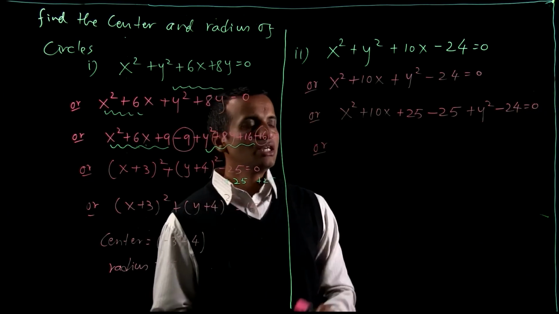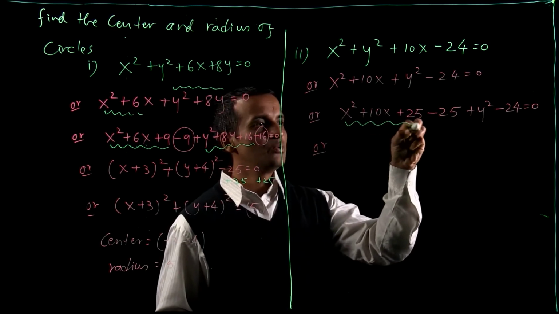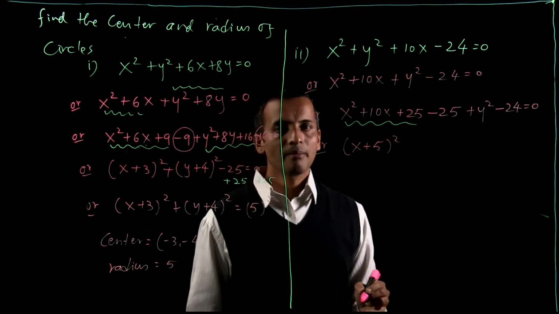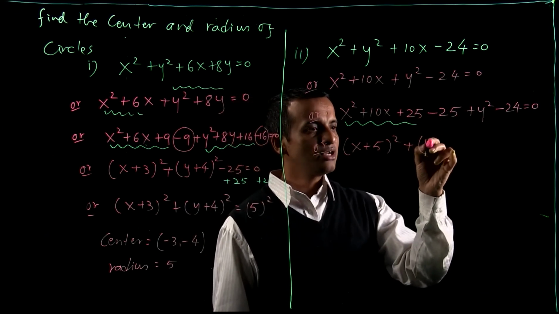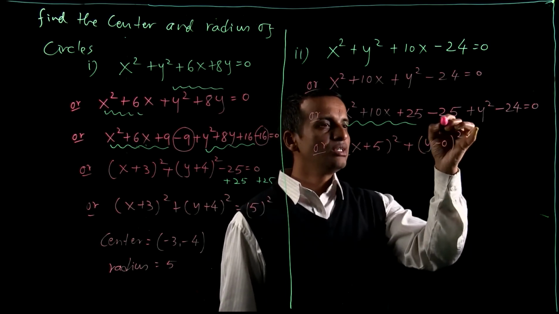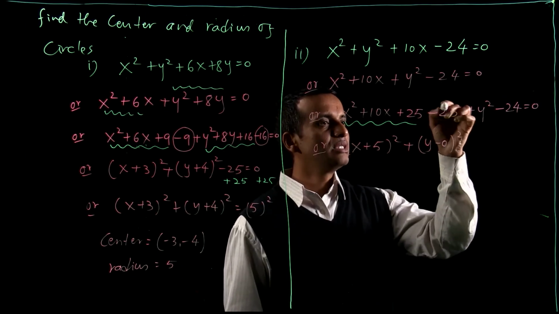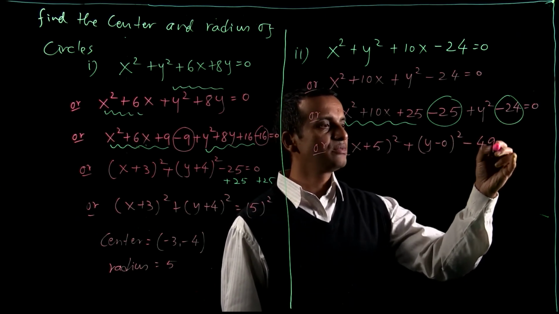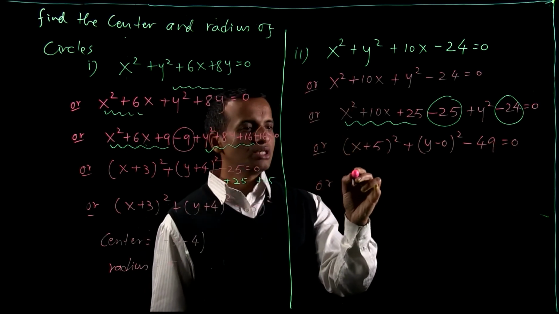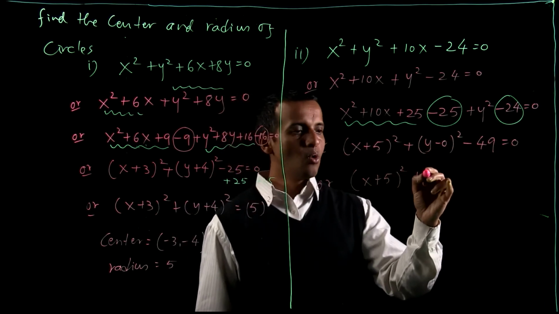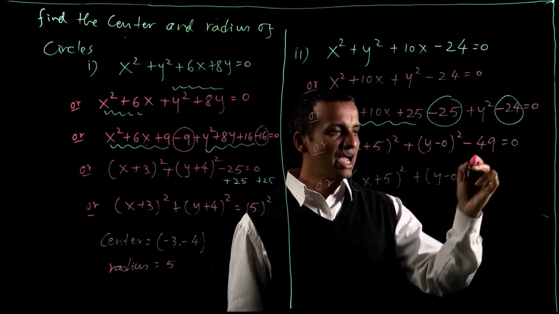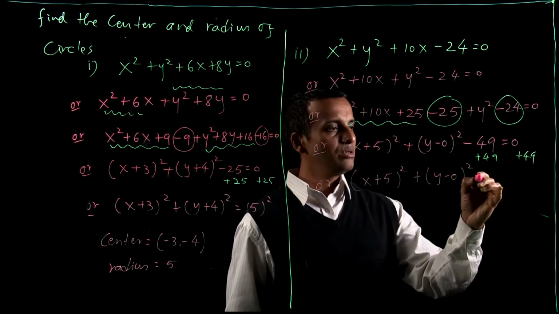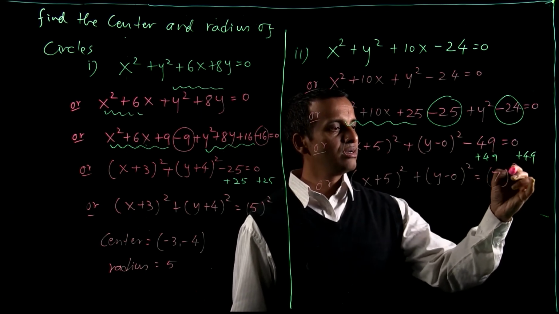Okay, now the next step is just to group these three terms. If you group these three terms, you will get x, and then half of the coefficient of x is plus 5, squared, and then plus y squared, which can be written as y minus 0 squared. This is the same thing, right? Now the numbers left are negative 25 and negative 24. Negative 25 minus 24 will be minus 49 equals 0. Okay, so you have x plus 5 squared plus y minus 0 squared equals, you add 49 on both sides, so you will get 49, but 49 can be written as 7 squared, right?